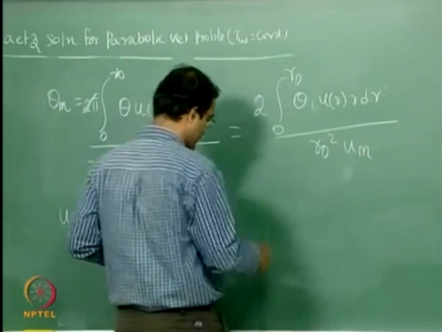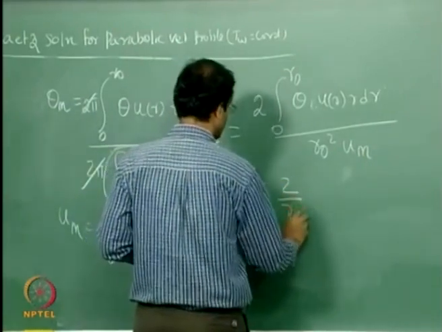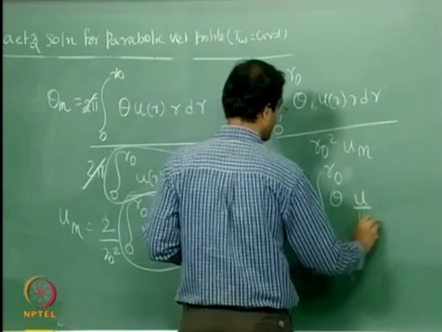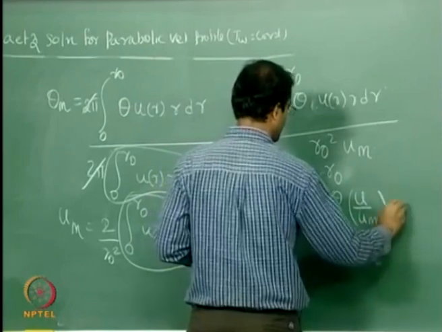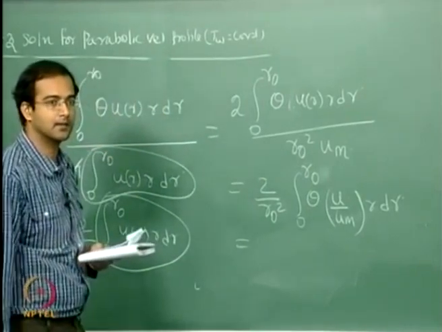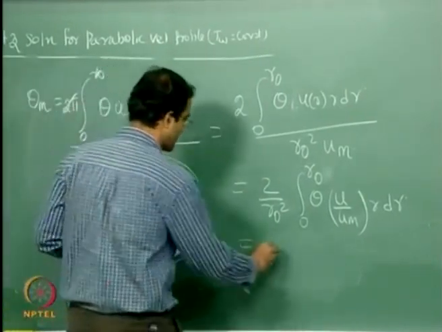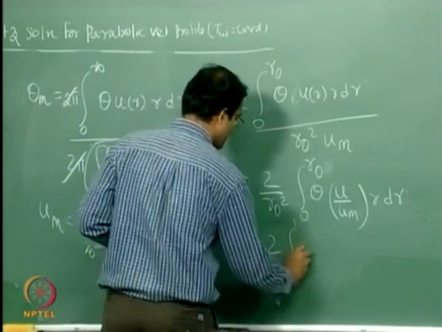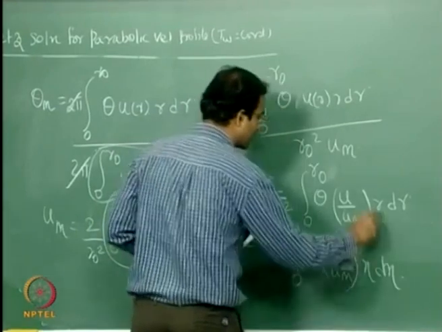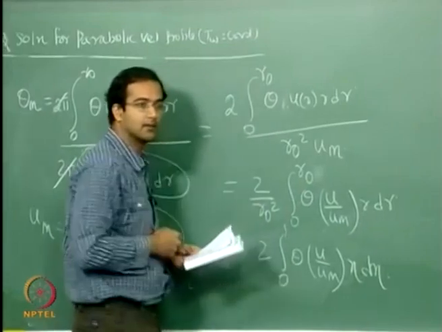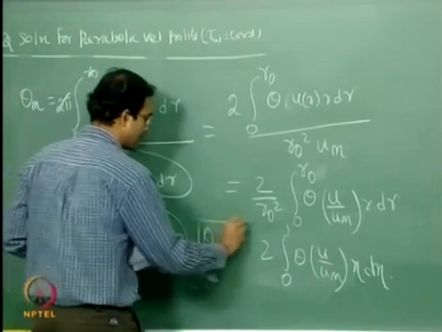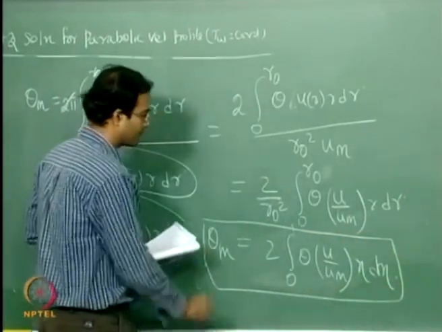Since u m is only a function of x, I can take this inside the integral and write this as u by u m into r dr. I can now convert this completely in terms of non-dimensional coordinates. So this will be 2 integral 0 to 1 theta into u by u m into eta into d eta, because I have r by r naught here, dr by r naught. This will be my expression for theta m as a function of non-dimensional theta and u by u m.